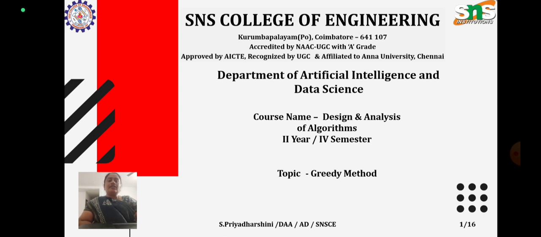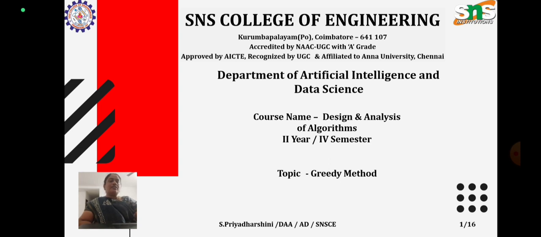Today we are going to discuss the topic greedy method, or we can say greedy algorithm. So let's see what is a greedy algorithm. A greedy algorithm is a type of optimization algorithm that makes locally optimal choices at each step with the goal of finding a globally optimal solution. It operates on the principle of taking the best option now without considering the long-term consequences.